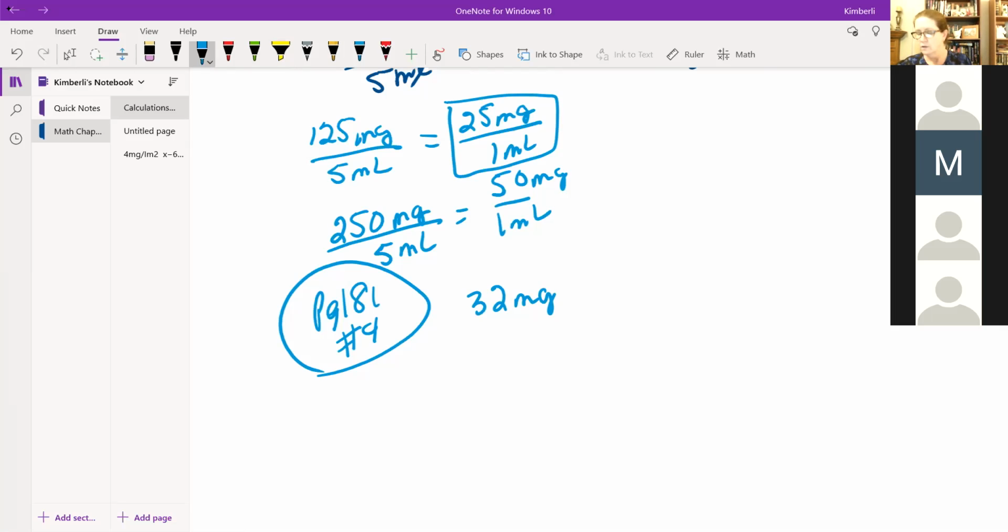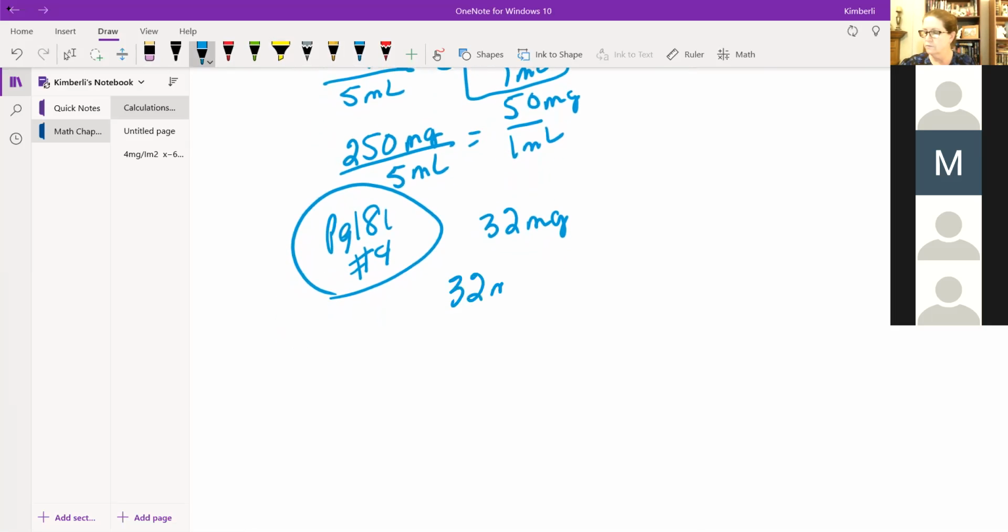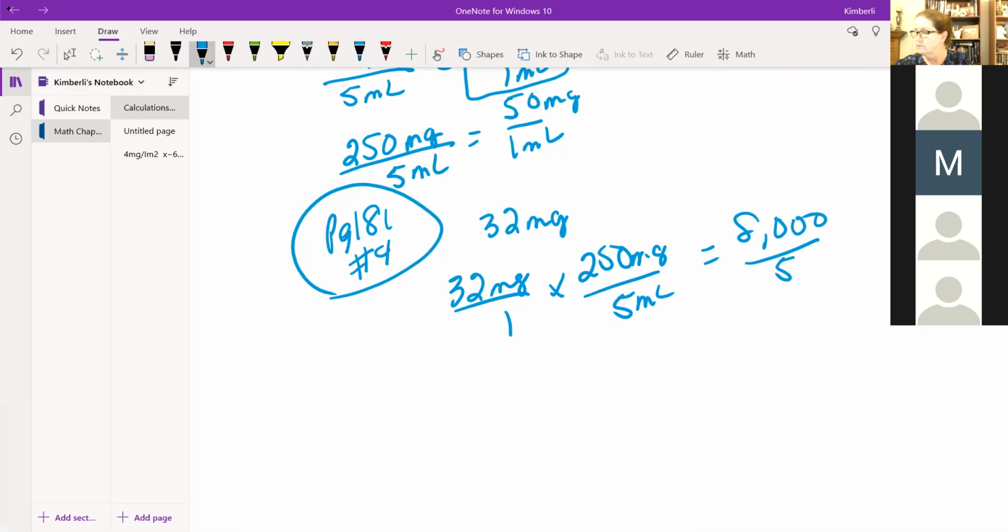Yes. Okay, so now if I do this math and I do 32 milligrams over 1 times 250 milligrams over 5 mLs, I'm just very quickly doing this math, and I'm getting 32 times 250, 8,000 divided by 5, and I get 1,600 milliliters. 1,600 milliliters. Oh, I'm going to need a bunch of these for one dose.